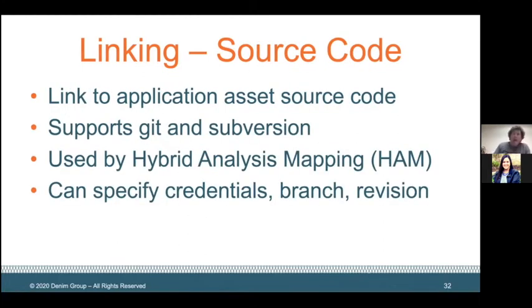We also in ThreadFix allow you to link to your source code. And so we support Git and Subversion repositories. And this is a way to say this particular application asset, here is where the source code is located. You can also specify credentials so that you can connect to the system, as well as if there is a particular branch that you want to track over time, or, in a less used way, a specific revision. And this is used by our hybrid analysis mapping when we need to pull source code in order to do different analysis. But even more broadly, this is a way for you to store where the source code resides for this particular application asset.